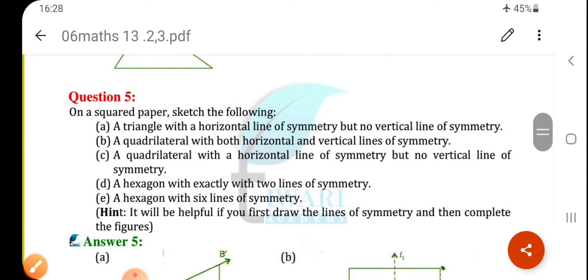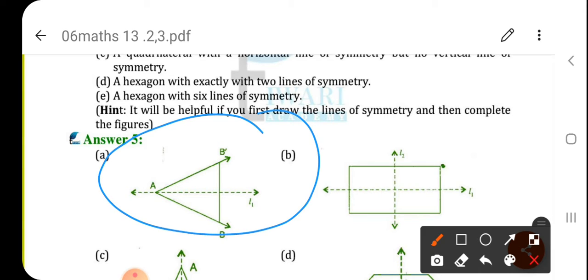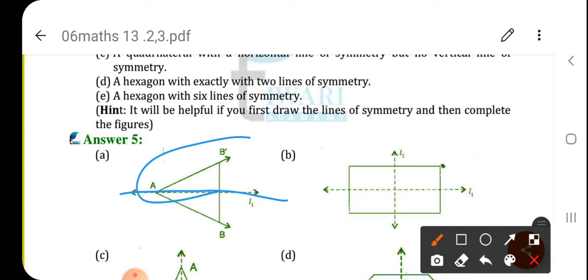Next, question number 5. On a squared paper, sketch the following. First one, a triangle with a horizontal line of symmetry but no vertical lines of symmetry. So you have to draw the triangle in a horizontal manner. So it will have a horizontal line of symmetry. Here it's not possible to have a vertical line of symmetry. This horizontal line divides this triangle into two equal parts.